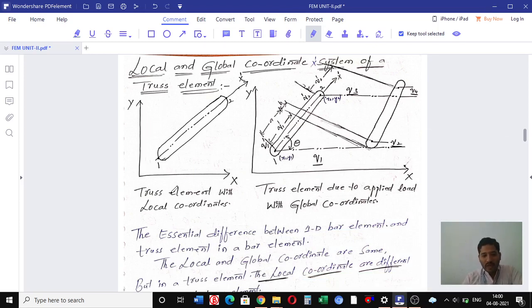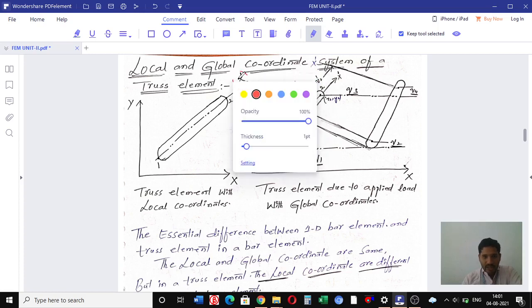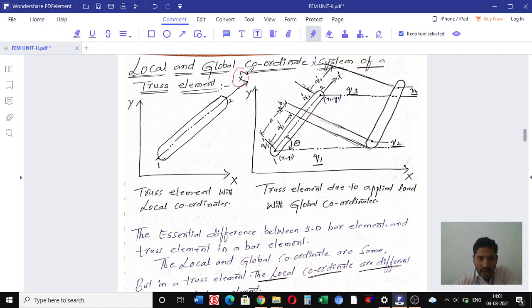This is the truss element with the local coordinate system, and this is another truss element due to the applied load with the global coordinate system. So this is the x coordinate and this is the y coordinate, in which one bar has two nodes, first node and second node. This truss element has two nodes in the local coordinate system, in which the prime axis x dash passes through the nodes from the first node to the second node.